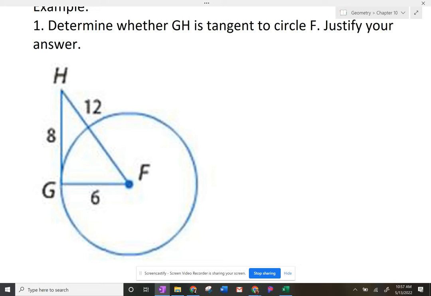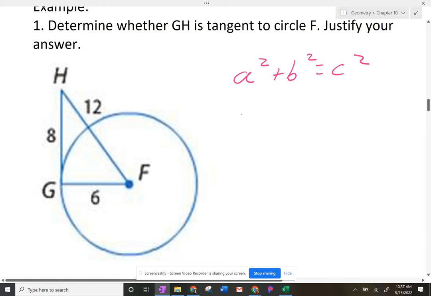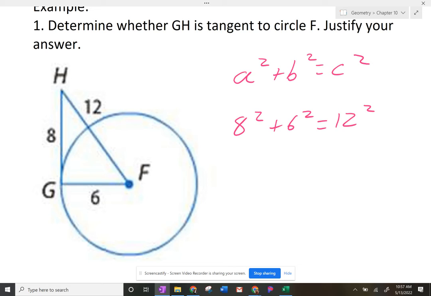So if we want to determine if it is a right triangle, we'll use Pythagorean's theorem to say that 8 squared plus 6 squared equals 12 squared. We're going to do this to see if these match up. So if the stuff that's on this side of the equal sign and this side of the equal sign are equal, then it'll be tangent. If they don't equal, it's not tangent.